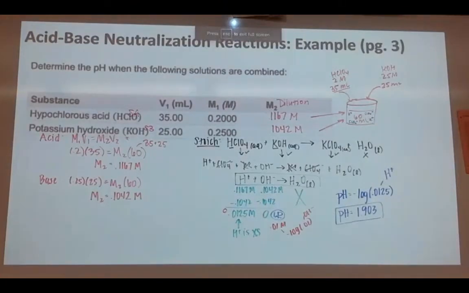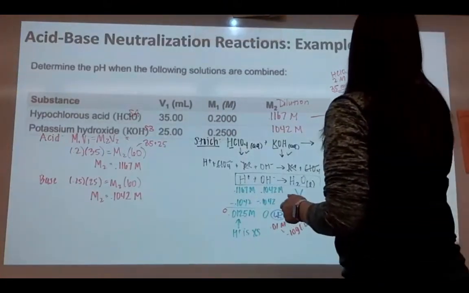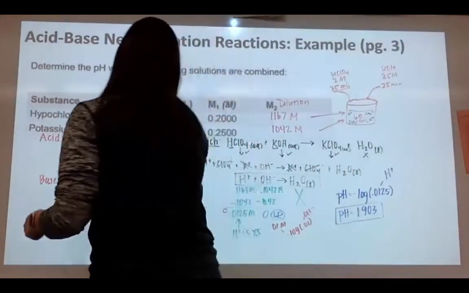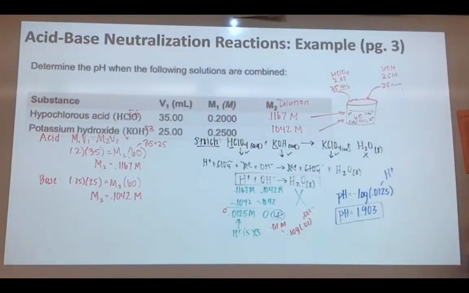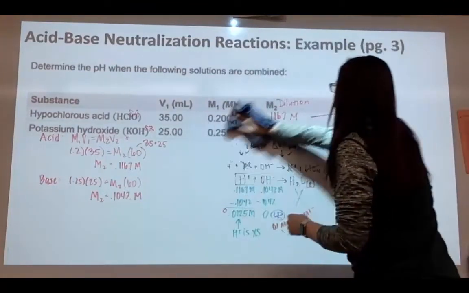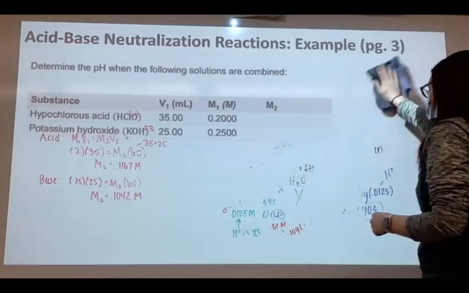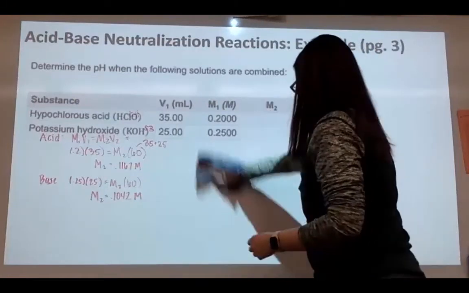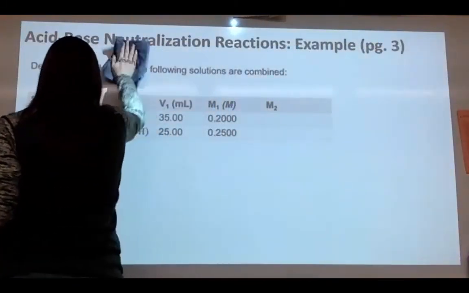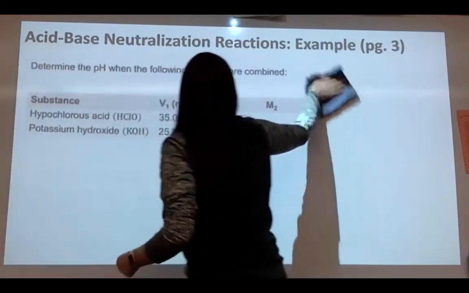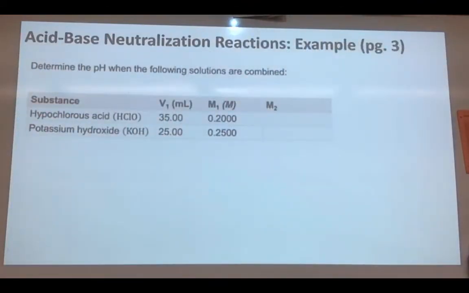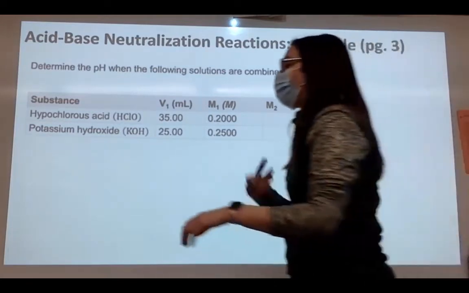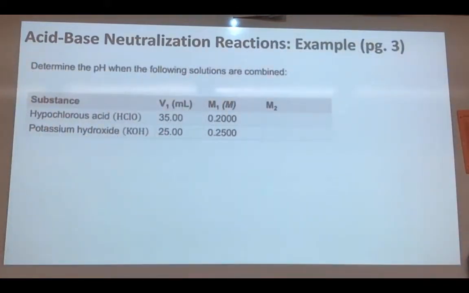So we're going to look at the next example. This one is not a strong neutralization. Now we have hypochlorous acid, HClO, and potassium hydroxide, KOH. Let's think first about what type of substances these are, and then we'll go through the dilution, stoichiometry, equilibrium steps to figure out the pH. This is asking to determine the pH when the following solutions are combined.